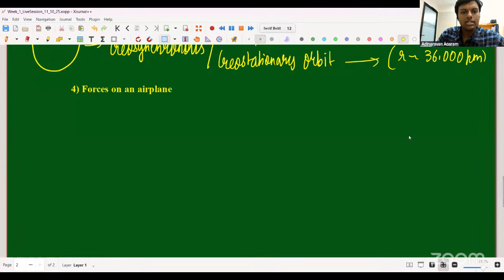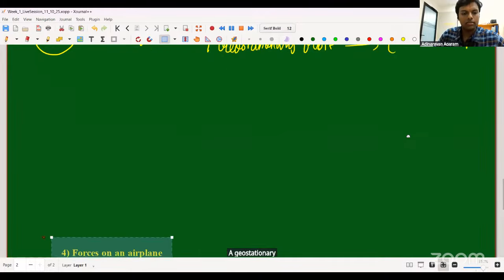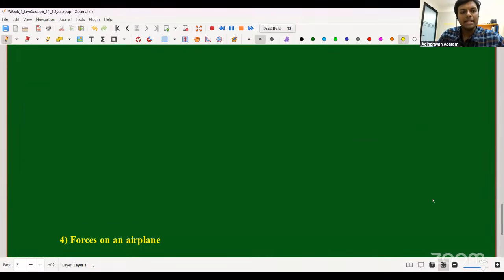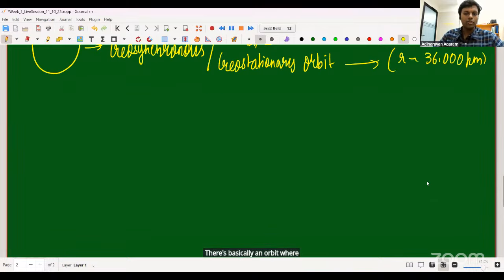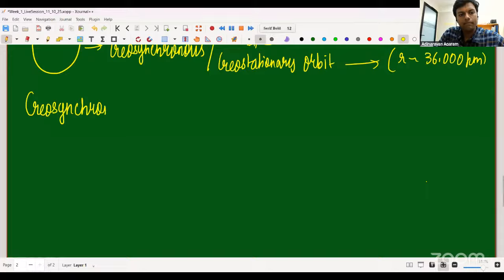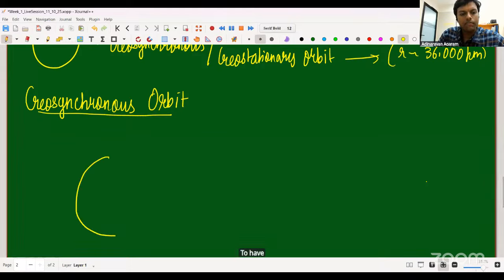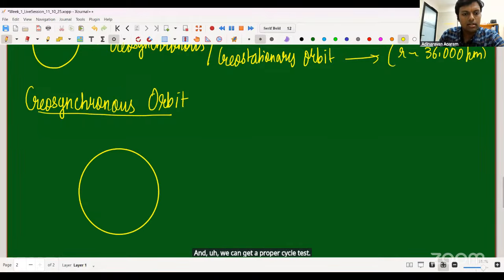So a geostationary orbit is basically an orbit where, or before the geostationary orbit, I'll talk about the geosynchronous orbit. It's basically an orbit where you have your Earth, and wait, let me get a proper circle first. This is your Earth, and then say you have an orbit at this altitude.